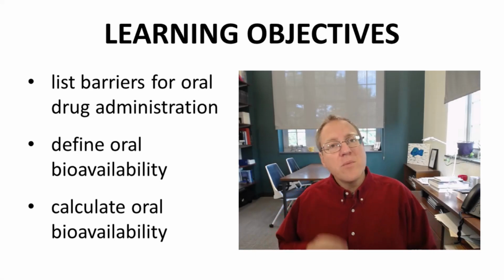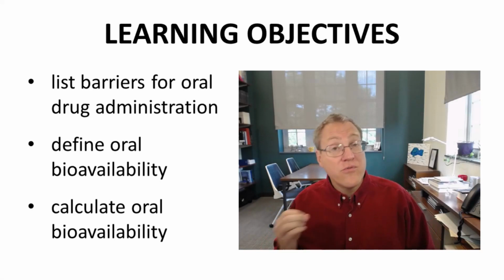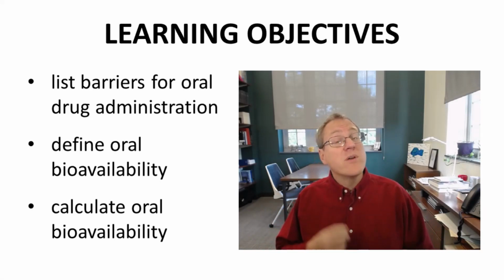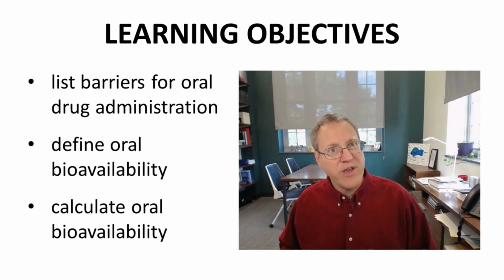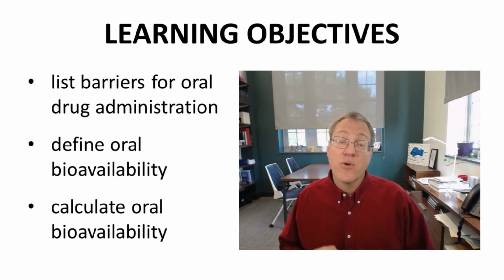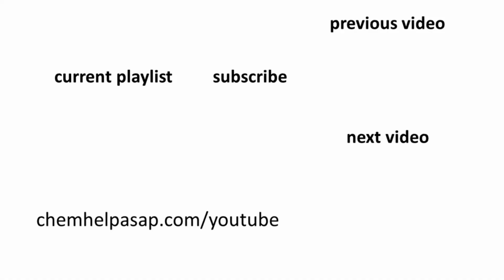We have listed some of the barriers for a drug to reach the general circulation via oral delivery. We have also defined oral bioavailability and described how bioavailability is calculated from pharmacokinetic data. I hope you now understand how bioavailability is determined through combination of data from both oral and IV doses.